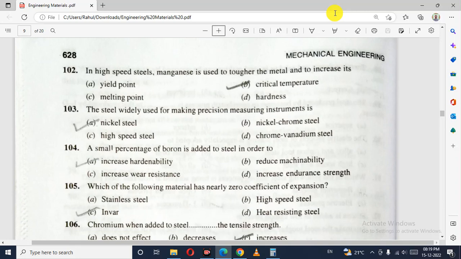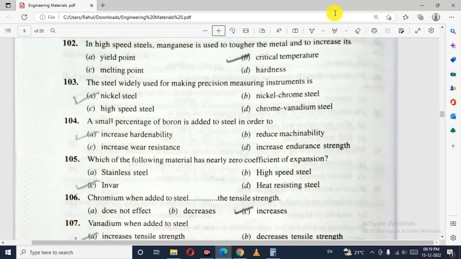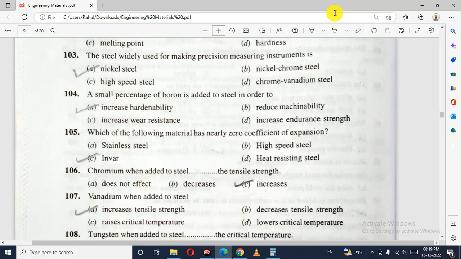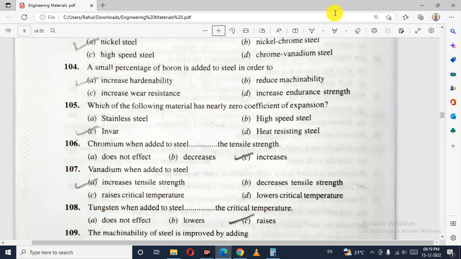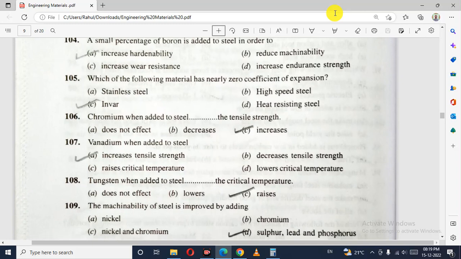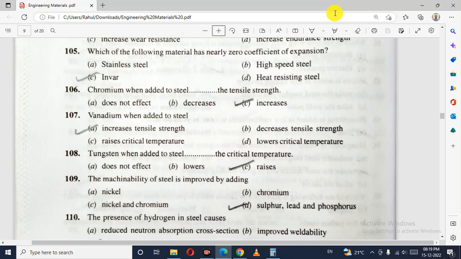Which of the following materials has nearly zero coefficient of expansion? Invar. Chromium when added to steel, the tensile strength increases. Vanadium when added to steel increases tensile strength. Tungsten when added to steel raises the critical temperature. The machinability of steel is improved by adding sulfur, lead and phosphorus.